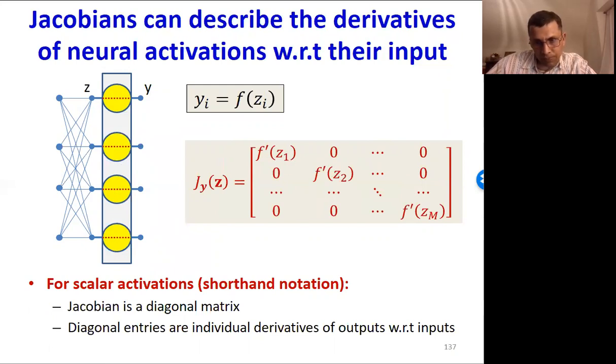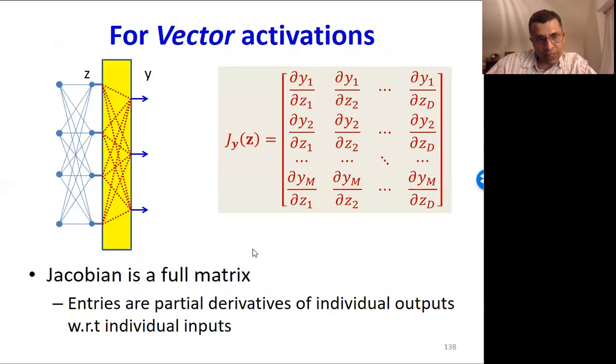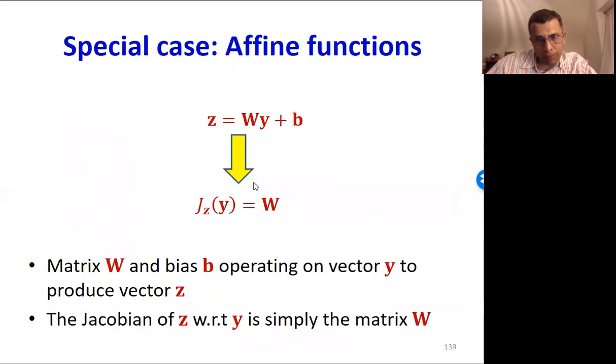So this is simply going to be a diagonal matrix where the diagonal entries are the derivatives of the individual activation functions. Now, if we have a vector activation, then each y depends on every z. And so each y is going to have a non-zero derivative with respect to every z, so the Jacobian matrix will be a full matrix.